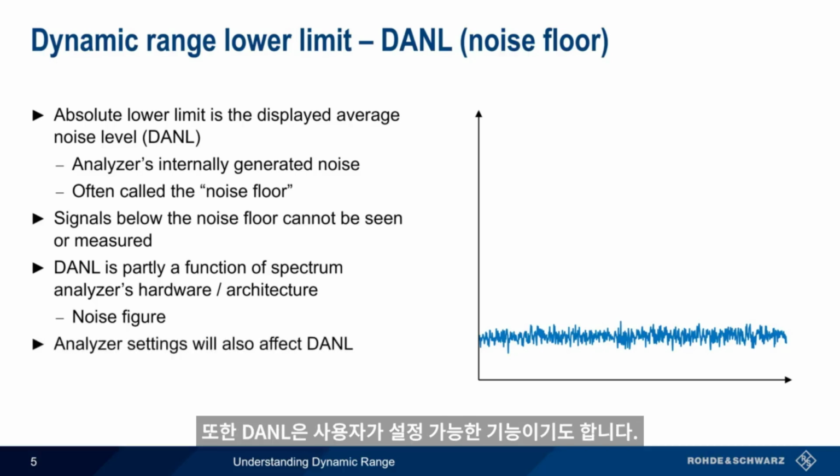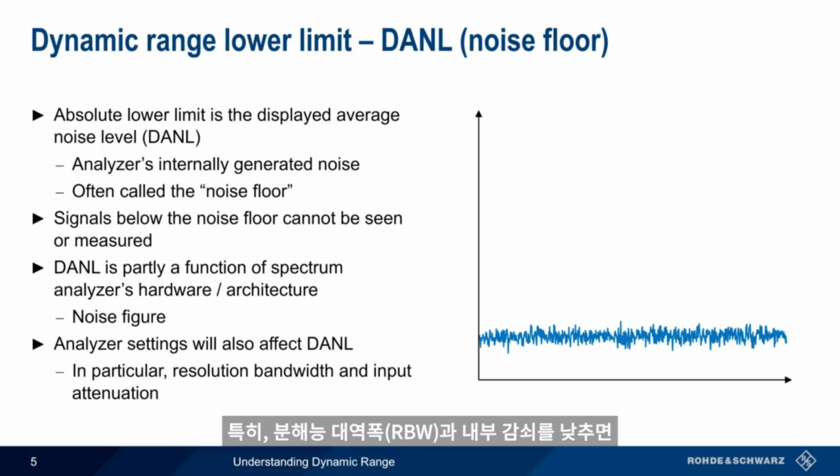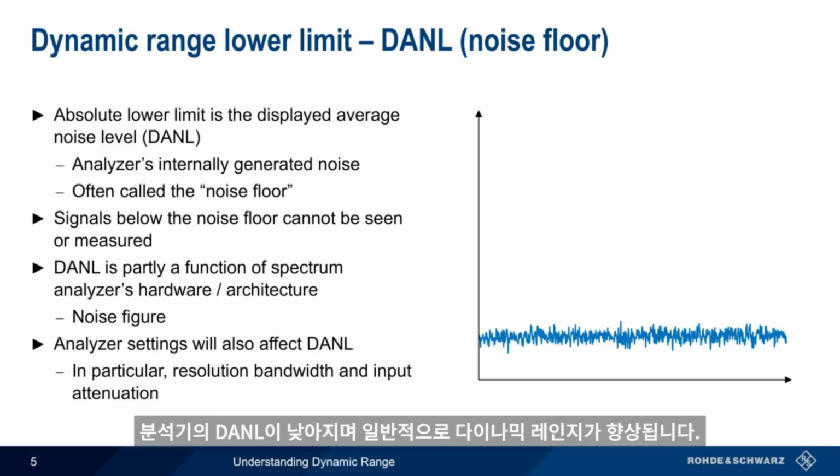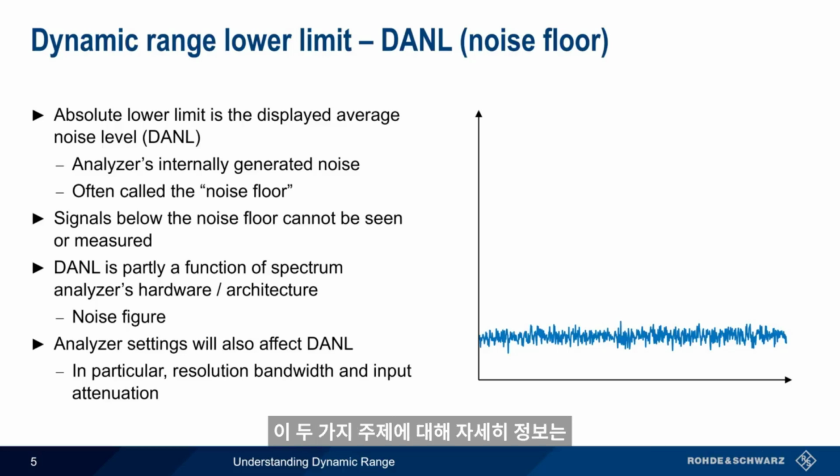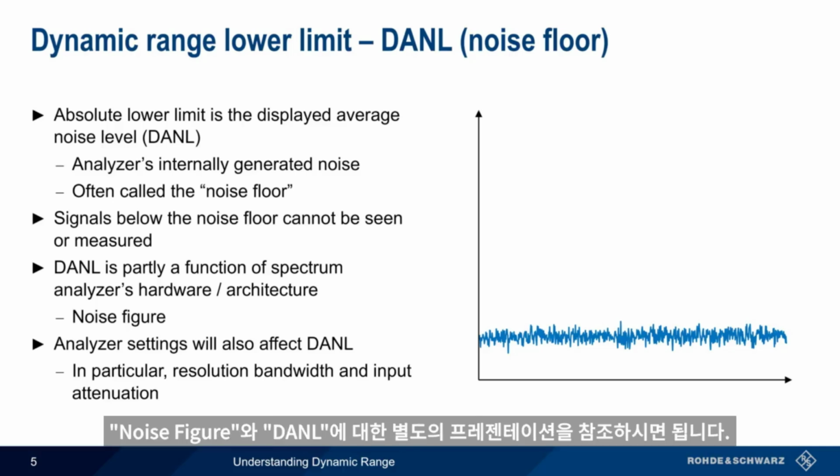But DANL is also a function of the analyzer's user-configurable settings. In particular, lowering either resolution bandwidth and/or input attenuation will decrease an analyzer's DANL, and thus usually improve dynamic range. Please see the separate presentations on noise figure and DANL if you'd like to learn more about these two topics.